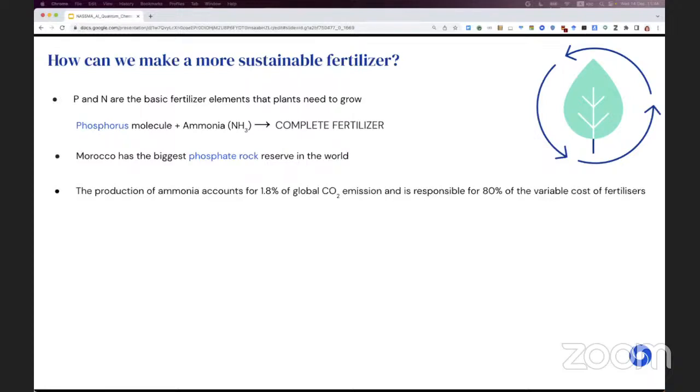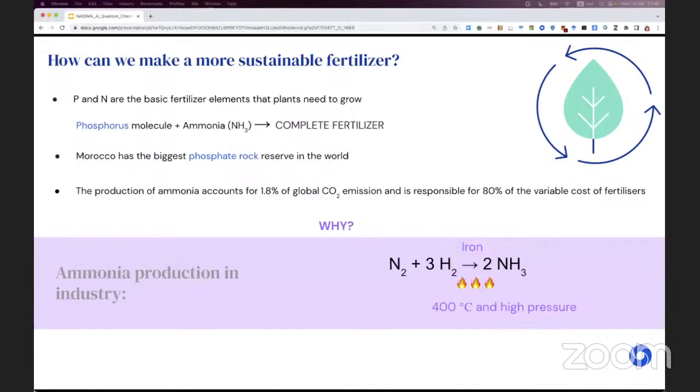However, the production of ammonia accounts for 2% of the global CO2 emissions in the world, and it is also responsible for 80% of the variable cost of fertilizers in Morocco. And that is very shocking to me, because in Morocco, you already have the main ingredient, which is the phosphorus. The other things you get from air. So what is the reason for that?